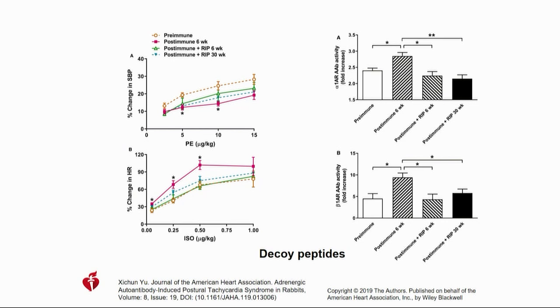Don't call him for decoys. Don't order decoy peptides from him yet. So this is for rabbits. What you see here is that treating with decoys decreases the immunologically mediated heart rate increase. Do you know what they did to increase the heart rate in rabbits? They tilted them. They tilted the rabbits.